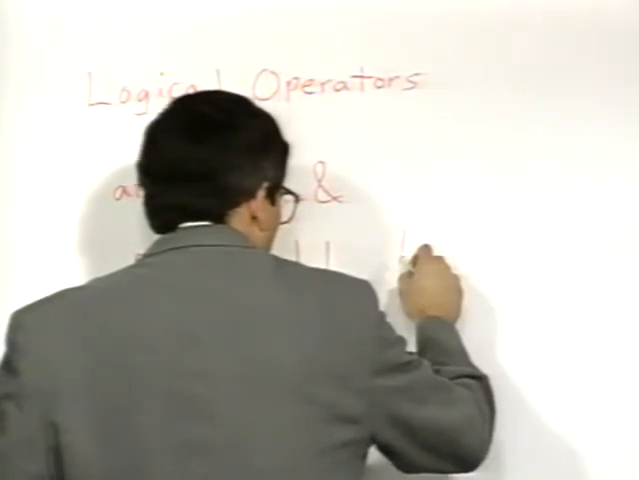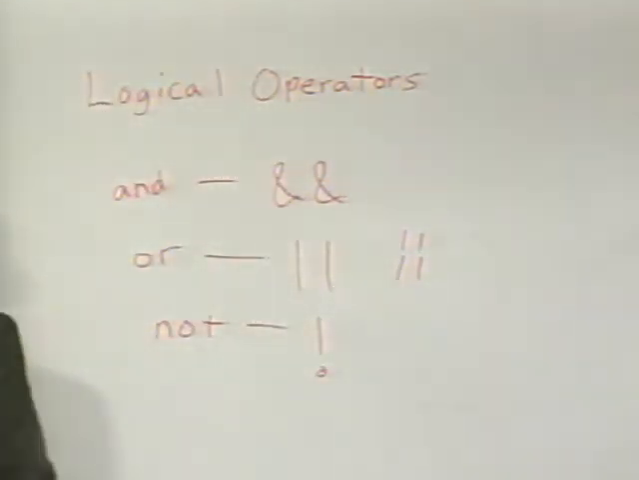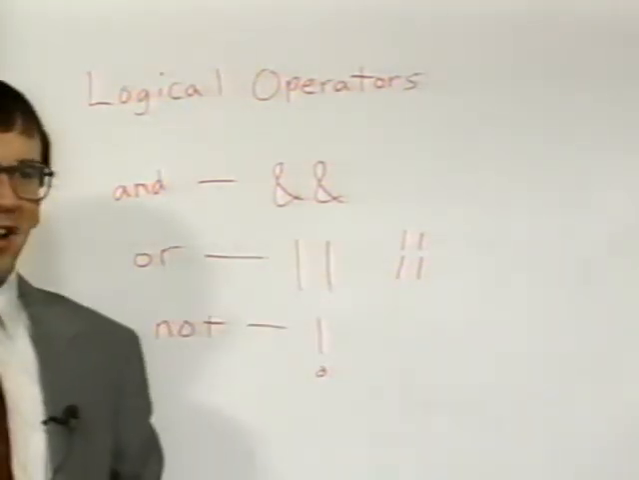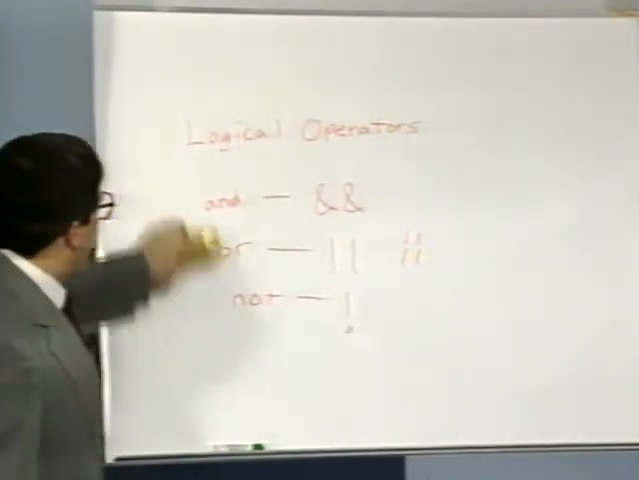On your keyboard, they look like two split vertical lines. On the screen, they look solid. It's in the upper right-hand corner of your keyboard, but these are used for the OR operator. Let me give you an example.